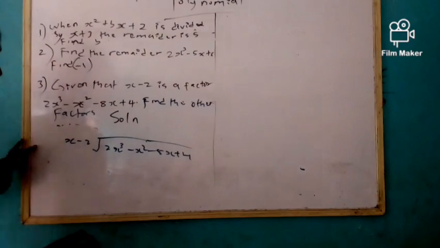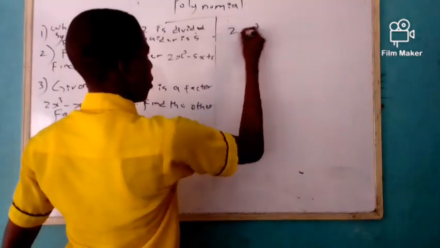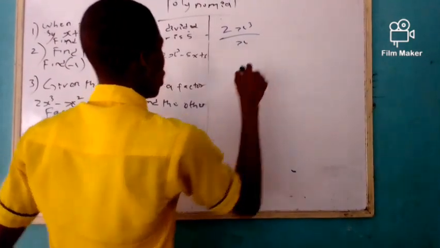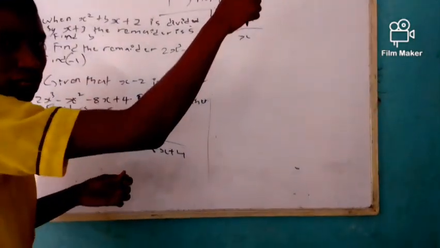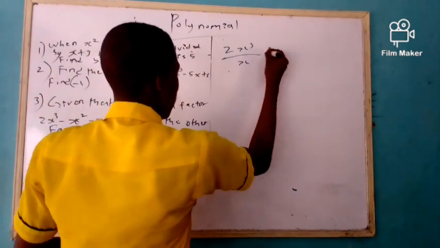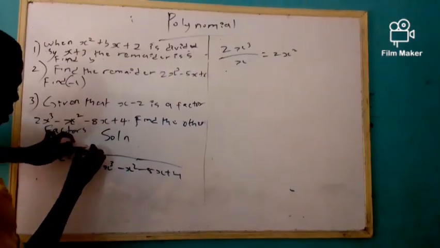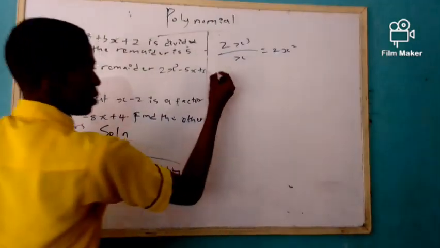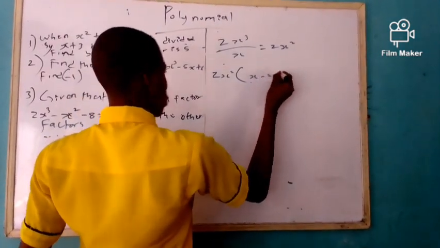So if I have this now, if I'm to divide this, I'll say 2x over x. Remember, if you are dividing the polynomial, you don't divide the other factors like the constant, you divide the one with the x variable. So our answer here will be 2x², right? So we'll fix our 2x² here. This 2x² now, I want to say 2x² times x minus 2.